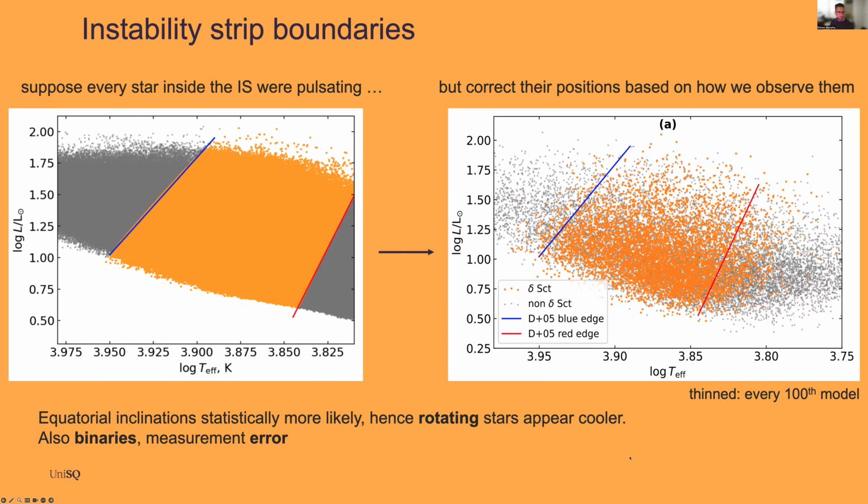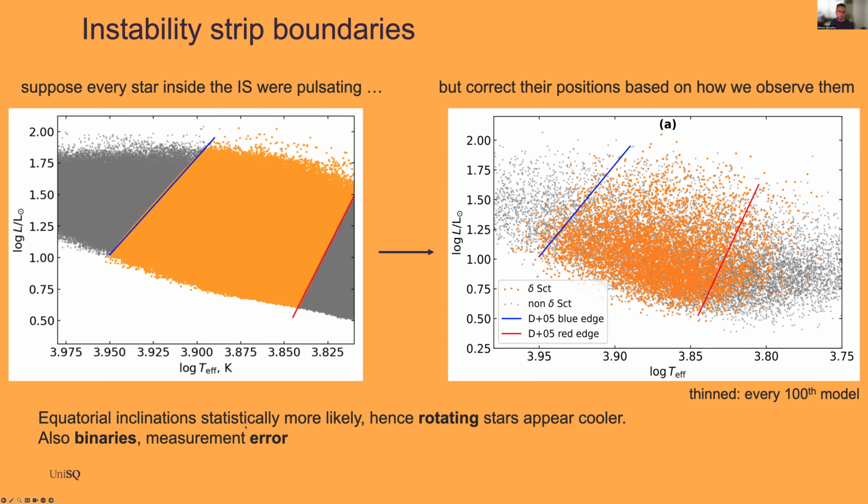Moving on, instability strip boundaries. Let's suppose that every star inside the delta Scuti instability strip were pulsating. So that means they're all orange inside the instability strip. These are the pulsators, and all gray outside. These are the non-pulsators. Now this plot's very busy. So in this next one, we thin by a factor of 100, so only every 100th model is plotted. And now we're plotting their positions based on how we observe them.